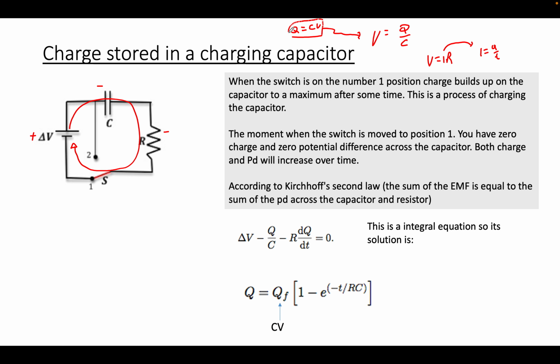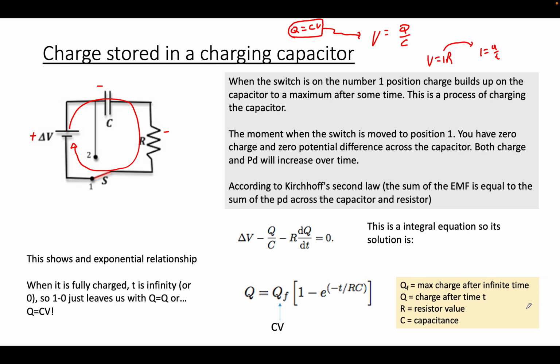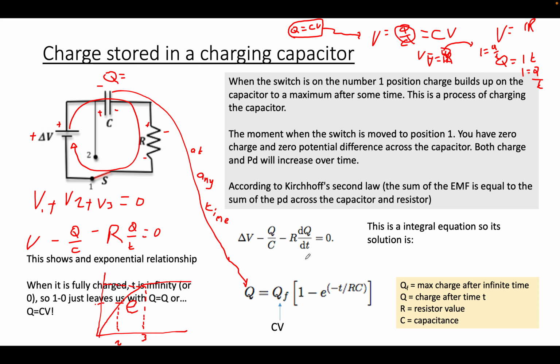We can just bring that back to find the total. So you can write the formula as Q equals Q full, or Q final, multiplied by this extra piece, or Q equals CV multiplied by this extra piece. So these are the notes here for what they could be. So that is very, very fascinating.